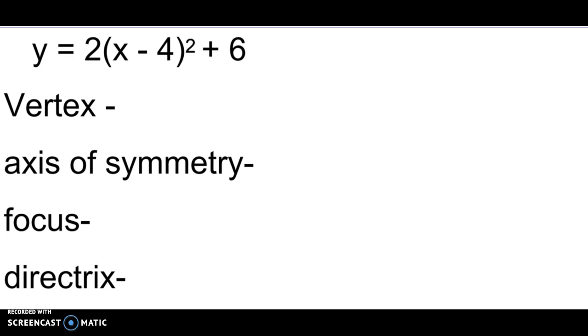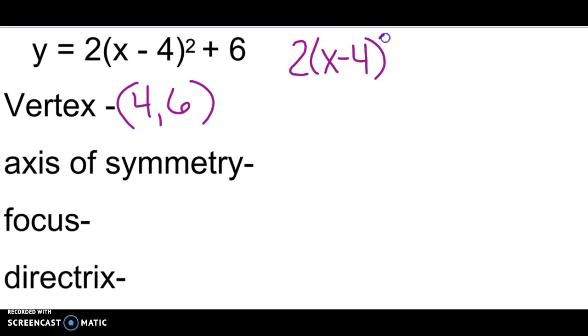All right, let's try one with numbers. Here we go. So you've got your vertex. We're going to figure out the vertex and all this good stuff for this one. Our vertex is easy, we know that it's going to be 4 and 6. If you want to work this down first, let's work this down first. Let's switch these around first. We want our squared term to go first. So we're going to switch: 2 times x minus 4 squared plus 6 equals y.